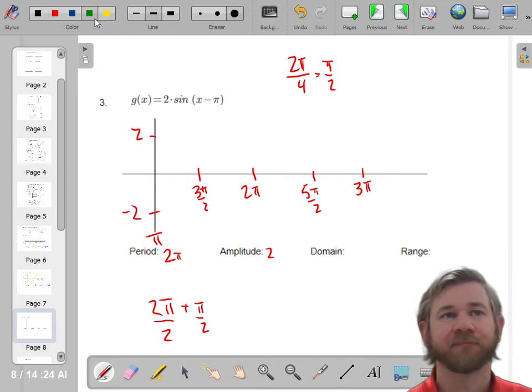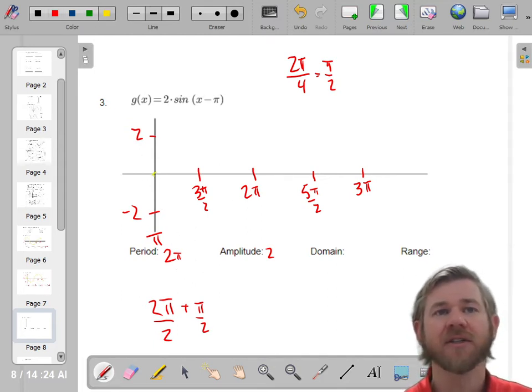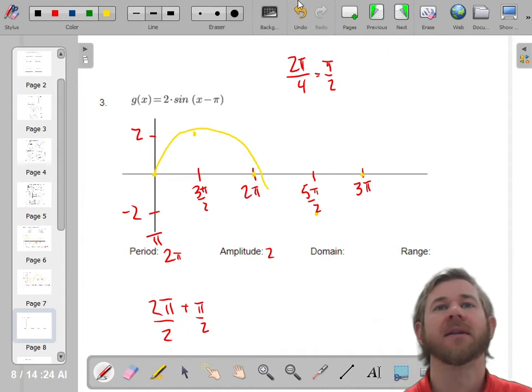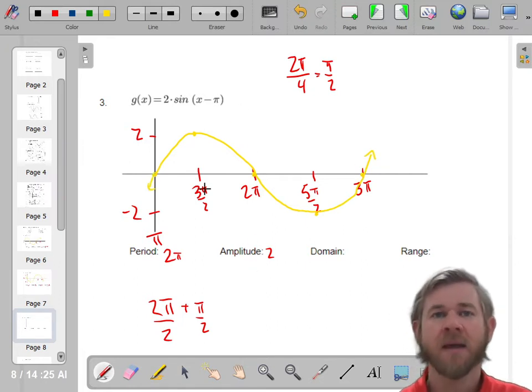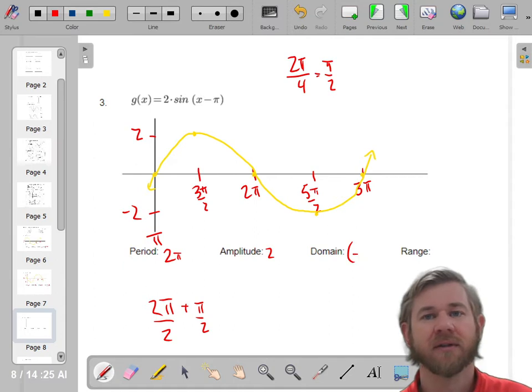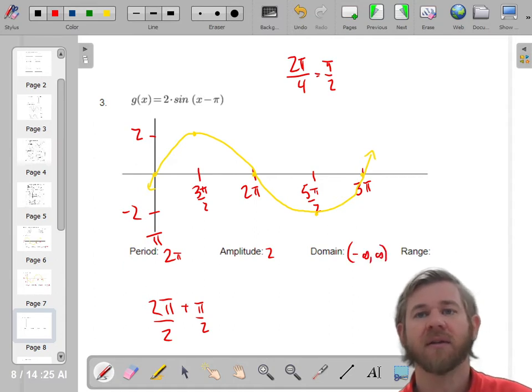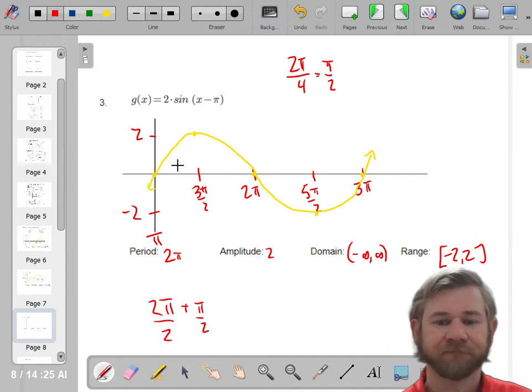It's a sine function, so now that I've got everything labeled, that's the easy part. You just draw your sine curve. It's a little funky up here, but it's all right. Okay? Domain, still all real numbers. Range, negative 2 to 2. And we're in brackets. Those are brackets.